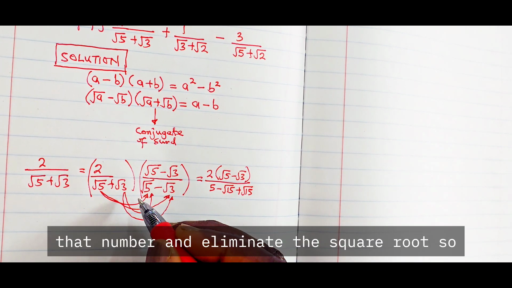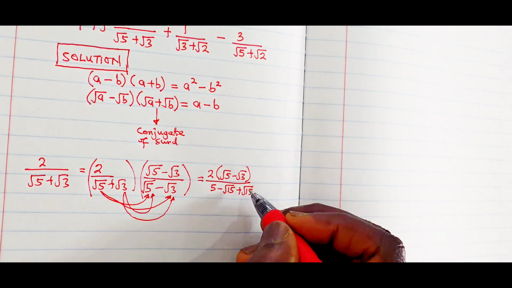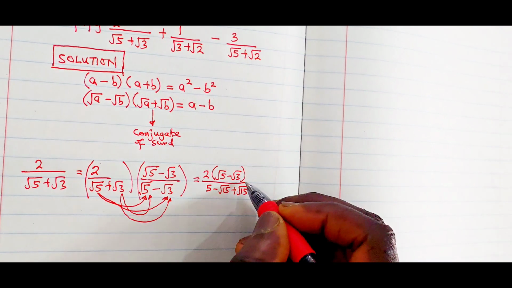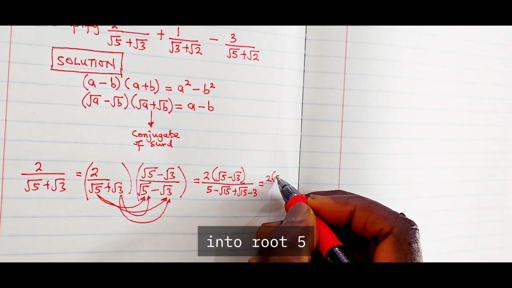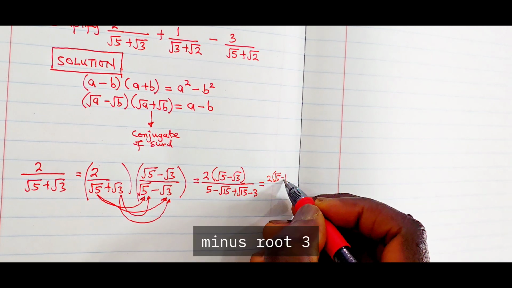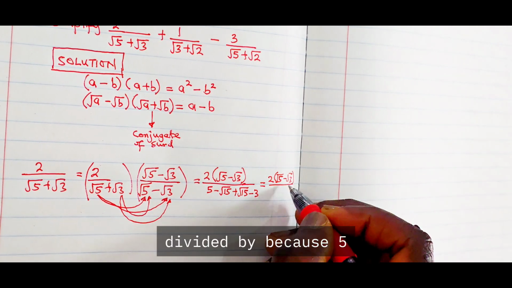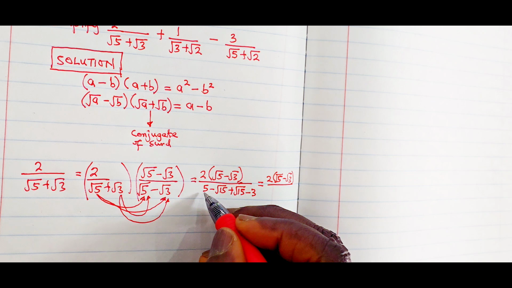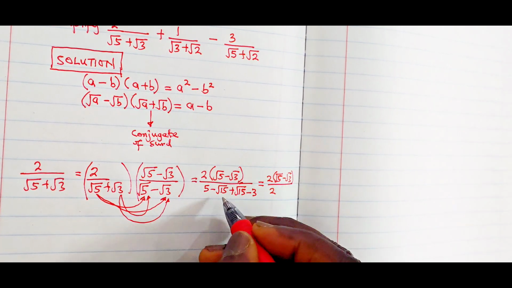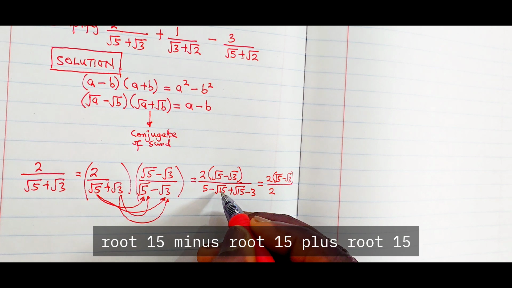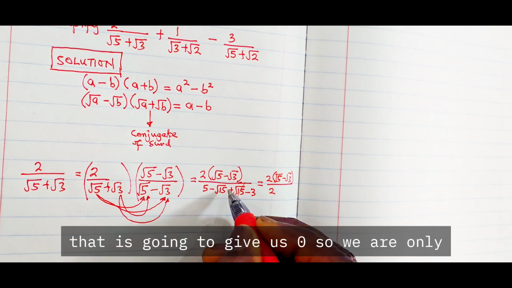Just take one of that number and eliminate the square root. So that is going to give us minus 3. So this is where we are. So this is going to give us 2 into root 5 minus root 3 divided by, because 5 minus 3 will give us 2, and root 15 minus root 15 plus root 15, that is going to give us 0.